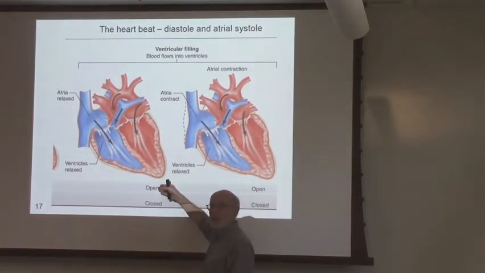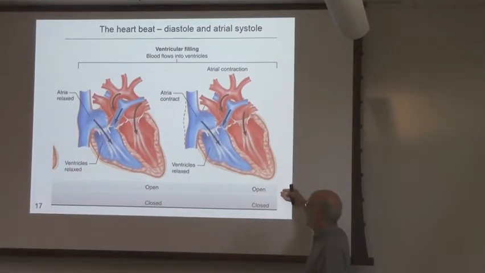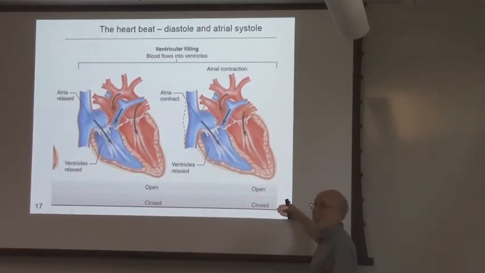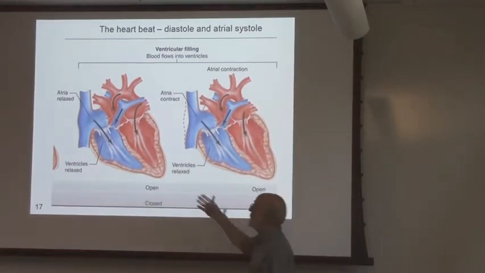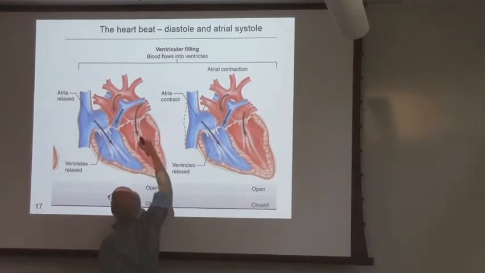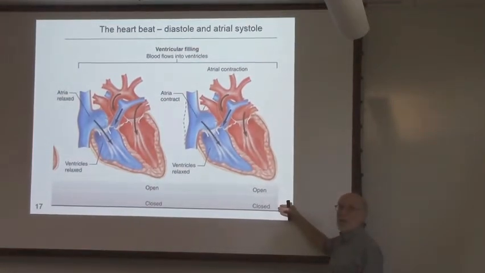The mitral valve and the tricuspid valve, so annotate your slide here. This is representing the state of the bicuspid and tricuspid valves, and this is representing the state of the semilunar valves, aortic and pulmonary. If you wanted to lump it down, you'd say these are the AV valves and these are the semilunar valves. Make sure you know which is which. So during diastole, the blood is refilling from the body, the right ventricle is filling, and from the lungs, the left ventricle is filling. The AV valves are open, and the semilunar valves are closed.